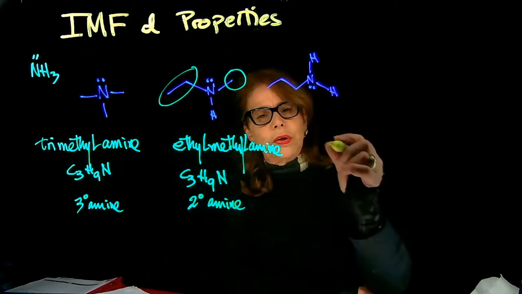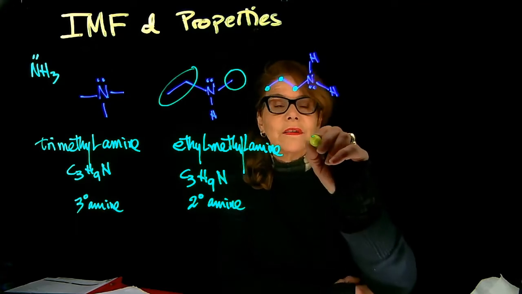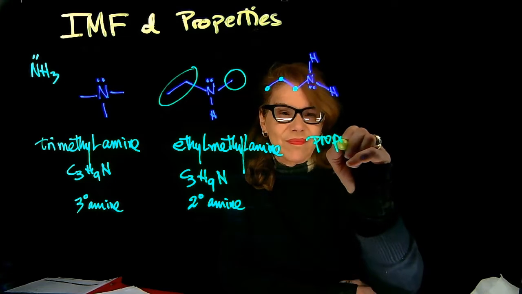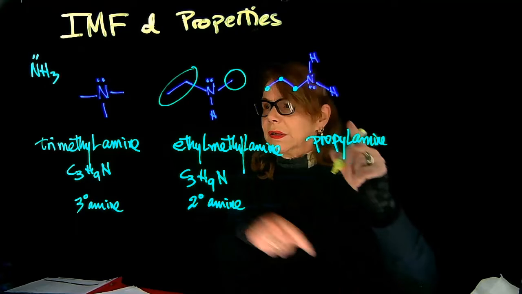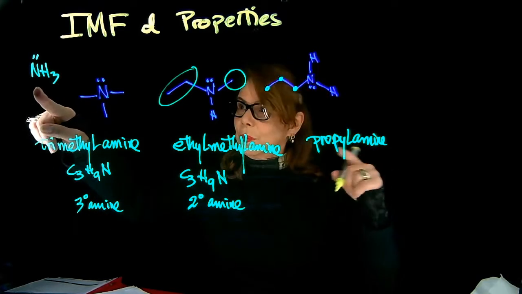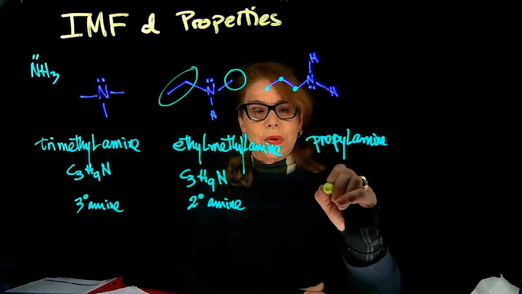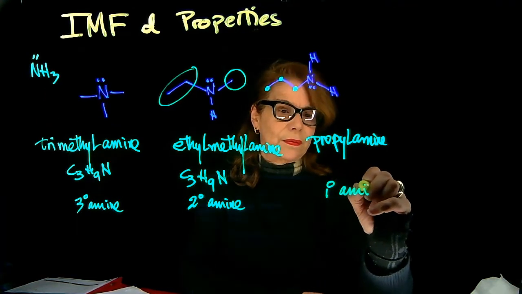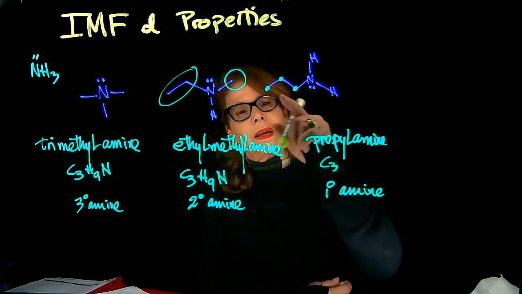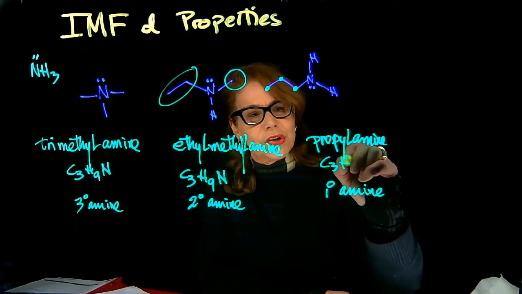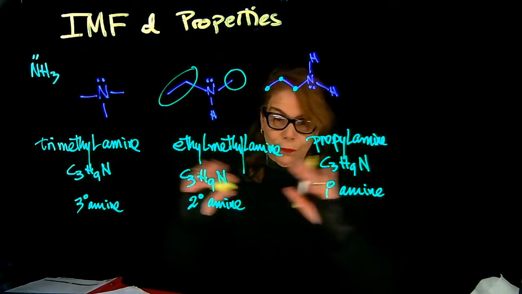Lastly, this molecule, notice 1, 2, 3, so this is propylamine. And it is a primary amine. If you compare that to ammonia, you have replaced only 1 of the 3 H's in ammonia by an R group, so it is a primary amine. What is the molecular formula? 1, 2, 3 carbons, so C3, and you also have 9 H's and an N. So same molecular formula, different connectivity.